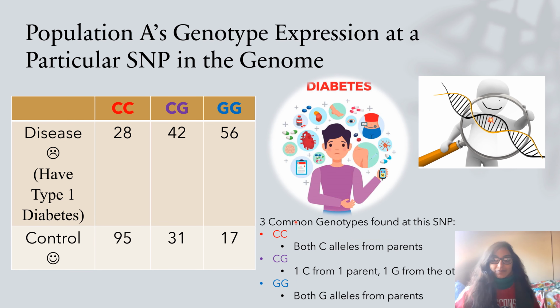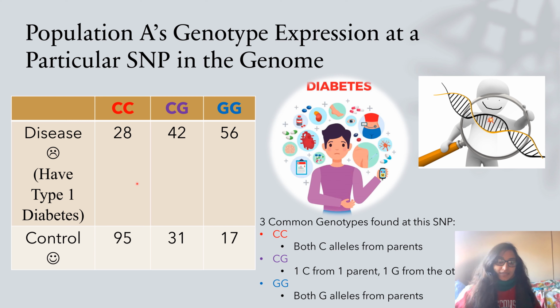So again, this is what I was mentioning: we have the SNP here, and this is analyzing what the common genotypes are that we found. We can have a CC, so both C alleles from the parents. We can have a CG, which means one C from one parent, could be mom or dad, and one G from the other parent. And a GG, so both G alleles from the parents. So these are the different genotypes that we observe and the associated phenotypes.